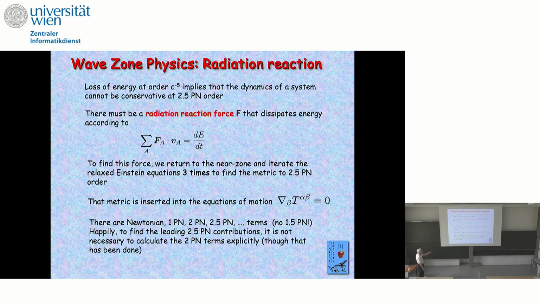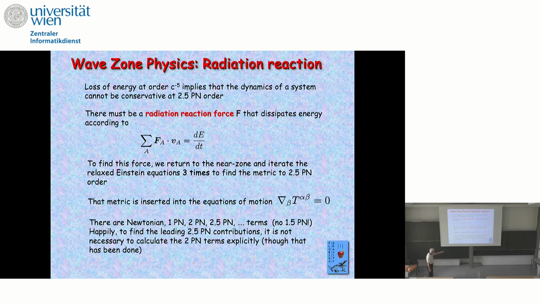So one can define this: go back to the near zone, iterate the relaxed Einstein equations. You have to do it 3 times, not just 2, for the lowest order. We have to do it 3 times. And this gives us the metric to 2.5 post-Newtonian orders. So you have to go to 2.5 pn order in the metric in the near zone to get the 0 pn energy flux at infinity. It's a bit of a mismatch in counting orders, but that's just the way it is.